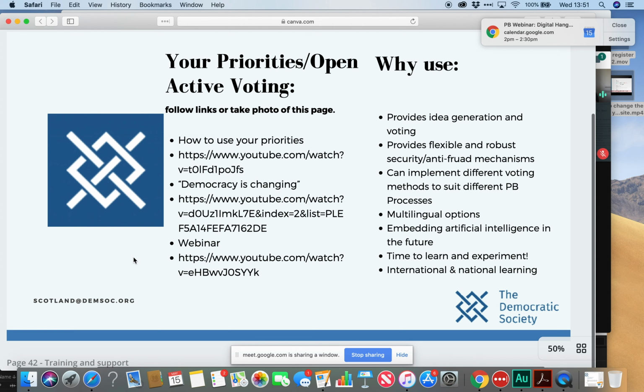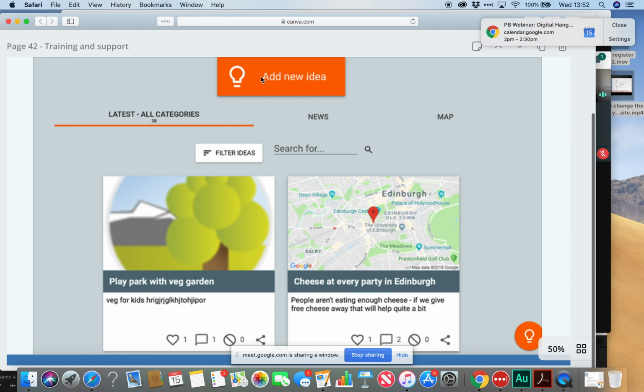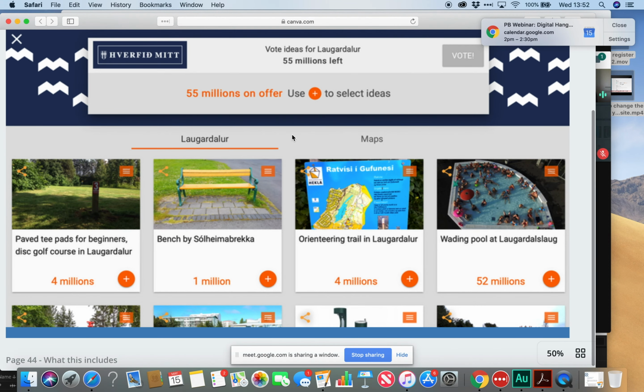You can set it so there's enough time to learn and experiment with the tool. And again, these two tools were set up, designed and developed in Iceland, so there's lots of international and national learning. And this is what the idea generation part of it looks like. So you can see here, it's got add new idea. This is just a demo, and obviously it's a bit silly. Cheese at every party in Edinburgh. And you can filter these ideas or search. This is the Open Active Voting part of the tool.